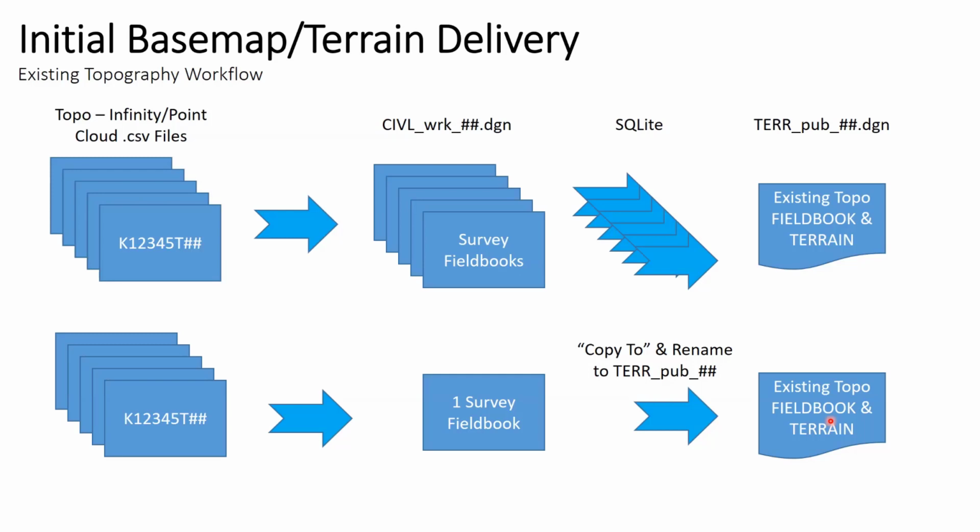So the VBA macros, there is a workaround to get them from one survey field book SQLite file to another survey field book. It's not too painful, but it would add another step. Or you could wait to do all your VBA macros once you've got it in your pub file and it's all merged together. I mean, you could either do it here, or if you do it here, it's going to copy over because you're just copy to and renaming it to this pub file.